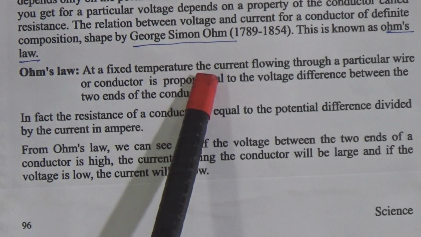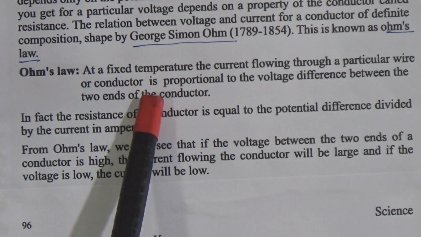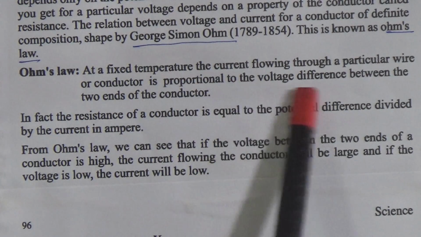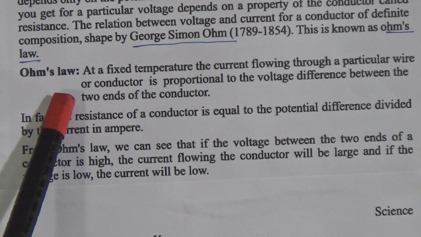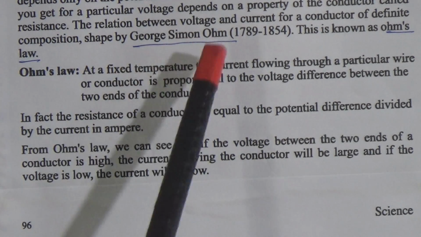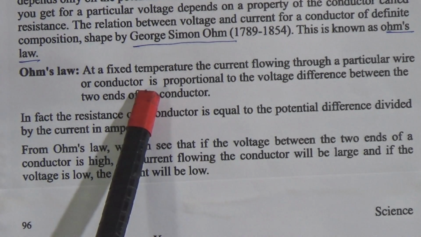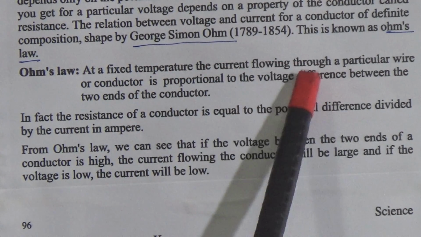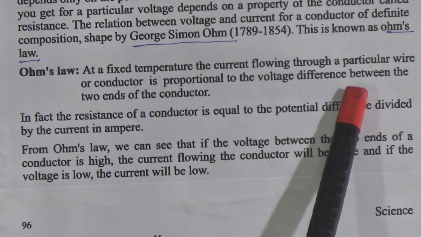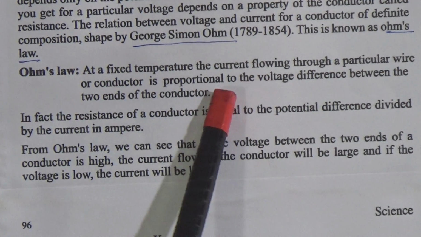At a fixed temperature, the current flowing through a particular wire or conductor is proportional to the voltage difference between two ends of the conductor. Dear student, the condition of Ohm's law is at a fixed temperature and through a particular wire or conductor. And what George Simon Ohm said in his law is that the current flowing is proportional to the voltage difference between the two ends of the conductor.